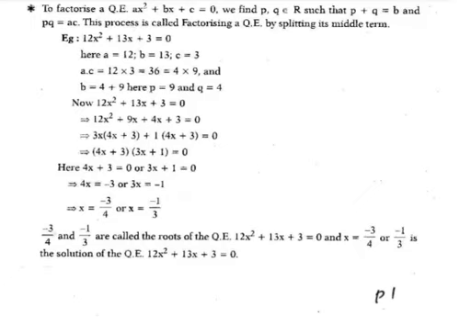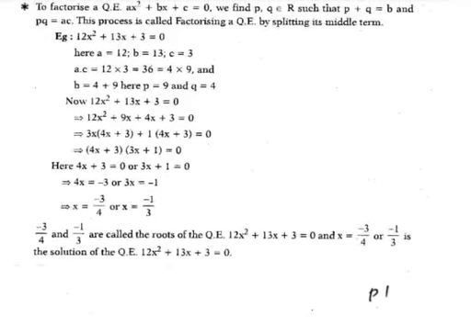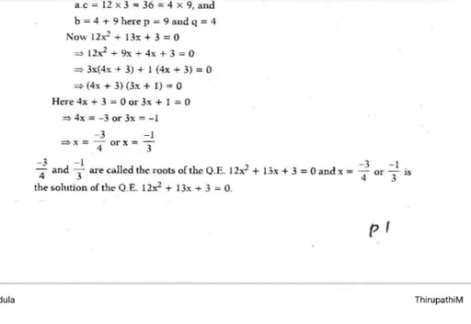So minus 3 by 4 and minus 1 by 3 are the roots of the quadratic equation 12x square plus 13x plus 3 equals 0. Here x equals minus 3 by 4 or x equals minus 1 by 3 is the solution of the equation 12x square plus 13x plus 3 equals 0. Okay.